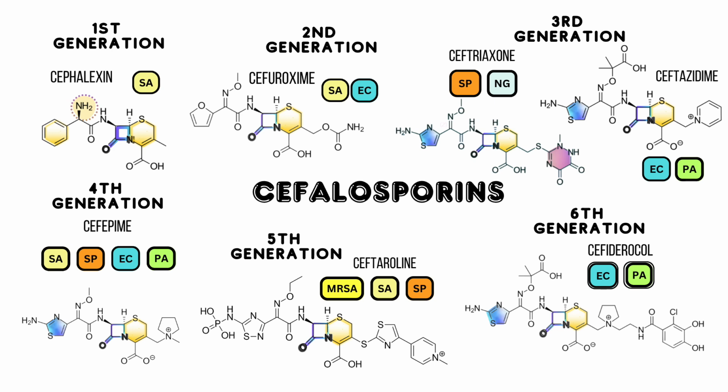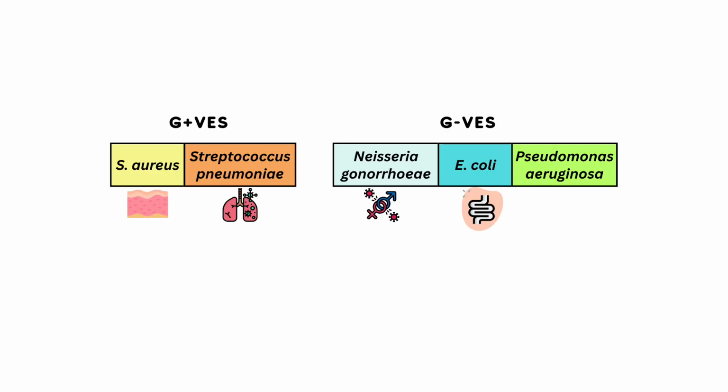This video is a brief overview of the 6 generations of cephalosporins, highlighting what I consider to be the more key features of each generation. To keep this video brief, these are the organisms I will be using to illustrate the activities of the different cephalosporins.